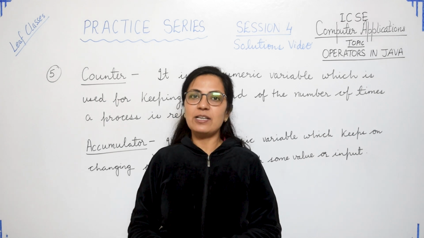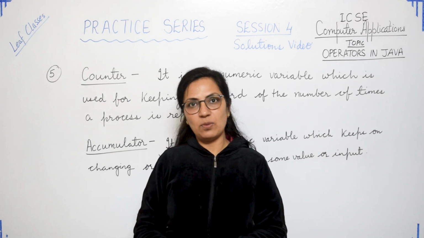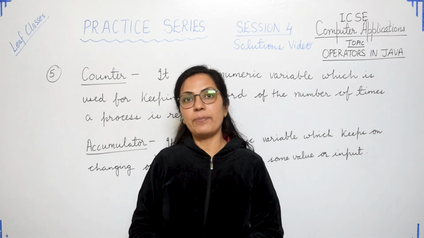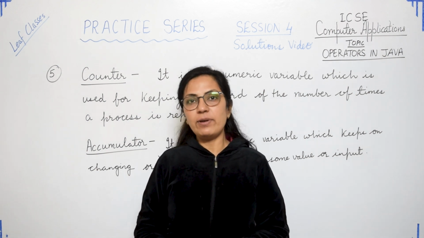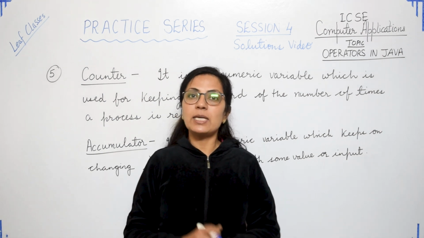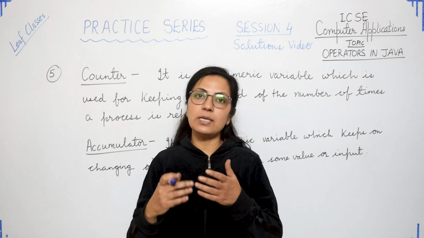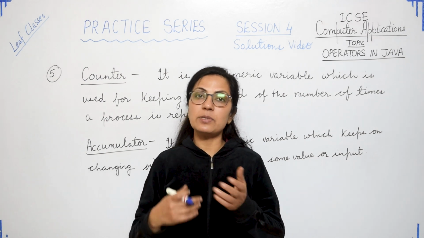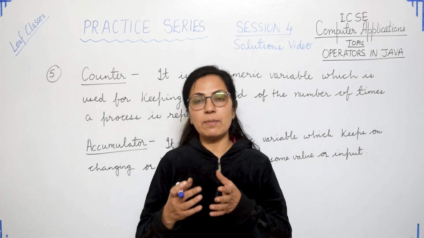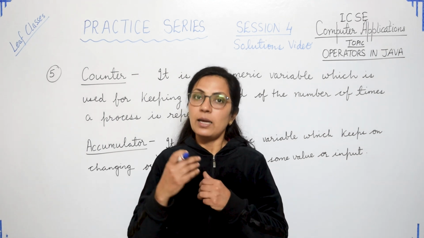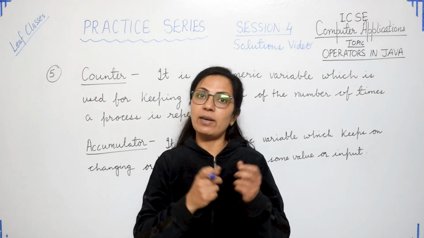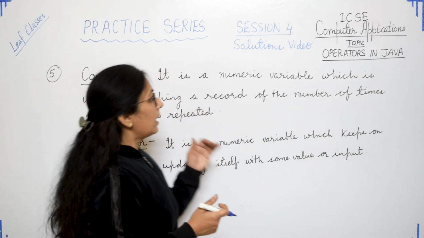Question number 5 is to define counter and accumulator. Children, these 2 words you have used in programming, but for the definition, a counter is a numeric variable which keeps a count of how many times a process or any statement is repeated. Suppose you have to input 20 numbers and count how many are even numbers. That counter will be increased every time the condition is true. So here is the definition.